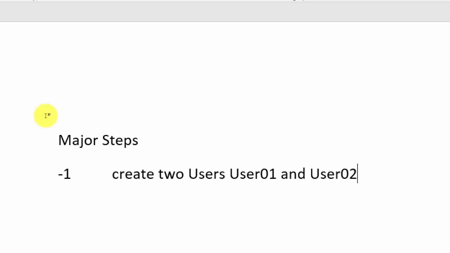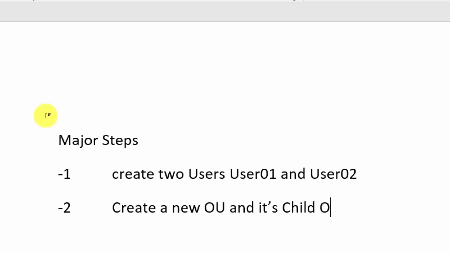First is to create 2 users, User 01 and User 02. They're just domain users, members of normal users, right? The second thing is to create a new OU and its child OU. We can create that OU as Accounts OU, and its child OU as MSI OU.